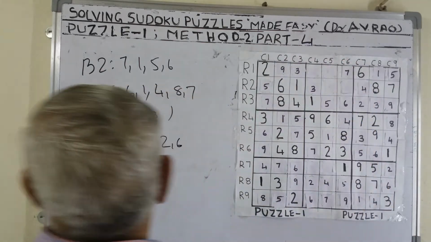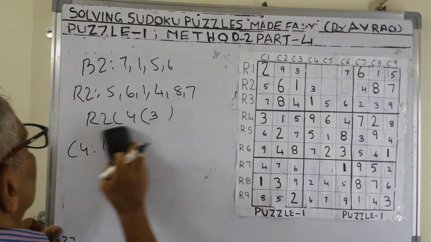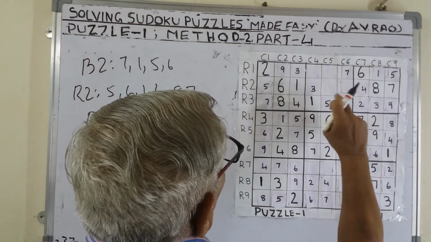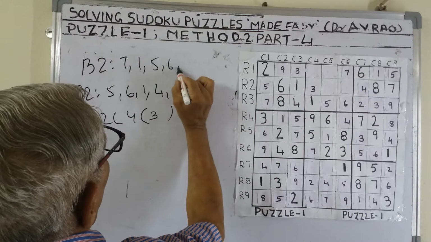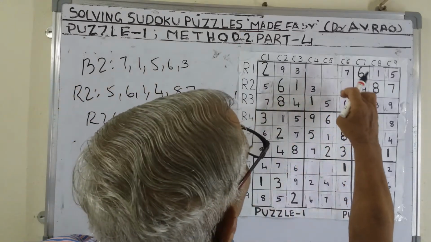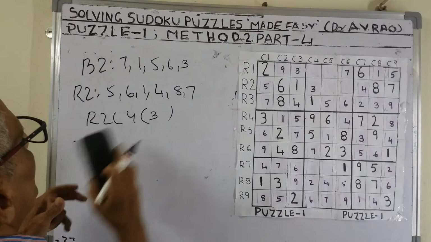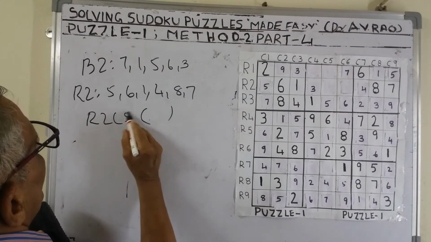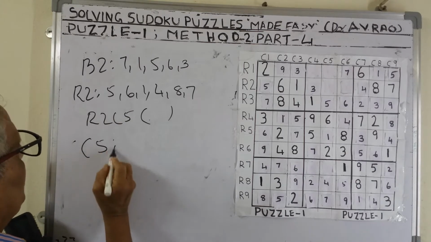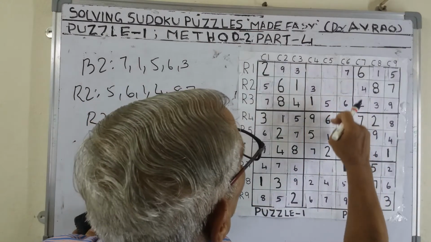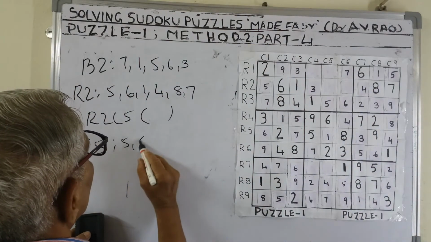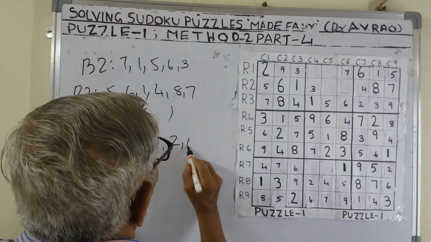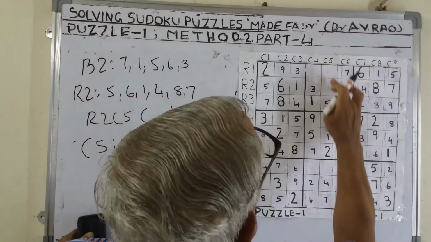Now coming to column C5. Here in the box, one more number has been added, 3. Now column C5, let us see. R2 C5. This is C5, which means 5, 6, 1, 2, 4 and 7.